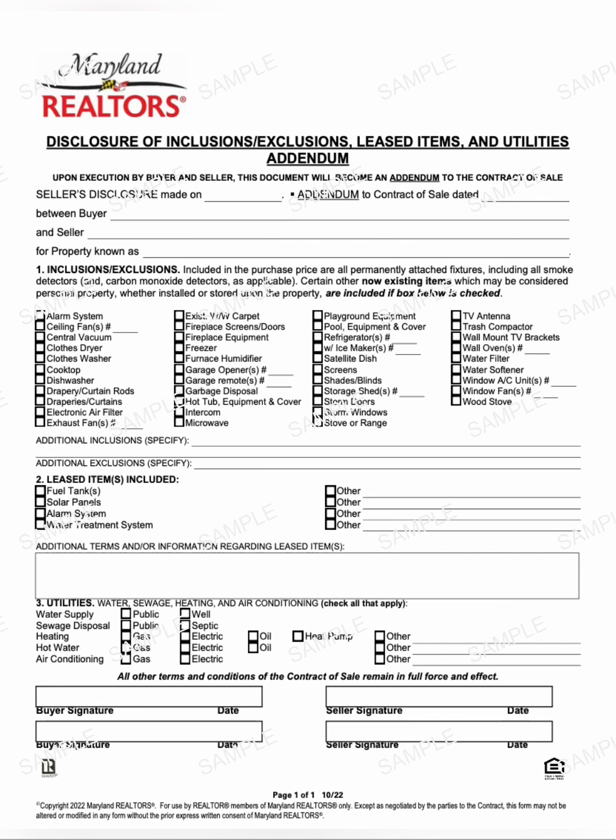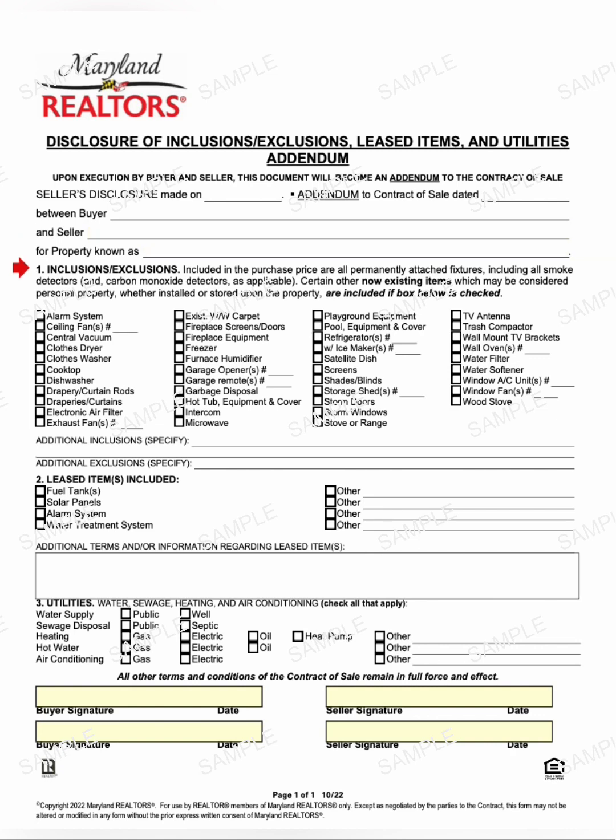Upon execution by buyer and seller, this document will become an addendum to the contract of sale. This is a disclosure from the seller to the buyer. Whenever the date of the disclosure was made, generally it's the date of the contract of sale, addendum to the contract of sale dated. It may be the same date, may be different. Between the buyer's full name as stated in the contract of sale, and the seller's full name as stated in the contract of sale, for the property known as the full address as stated in the contract of sale.